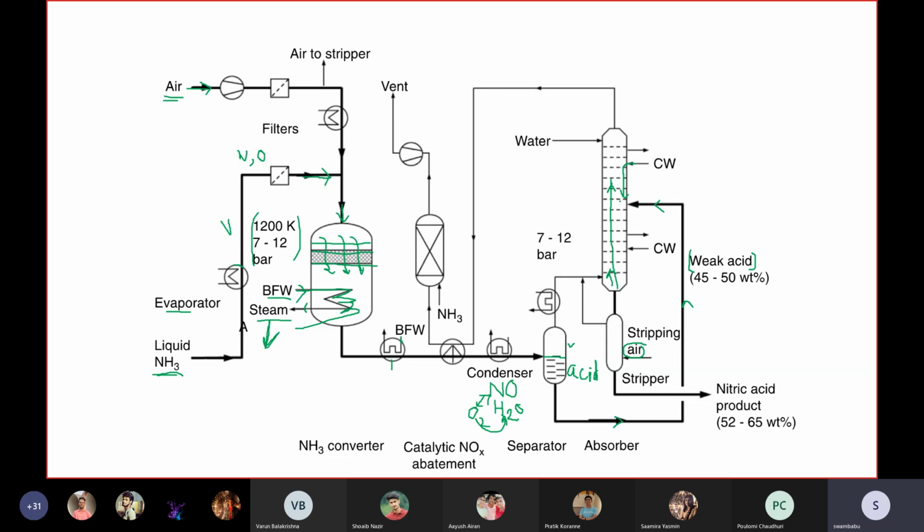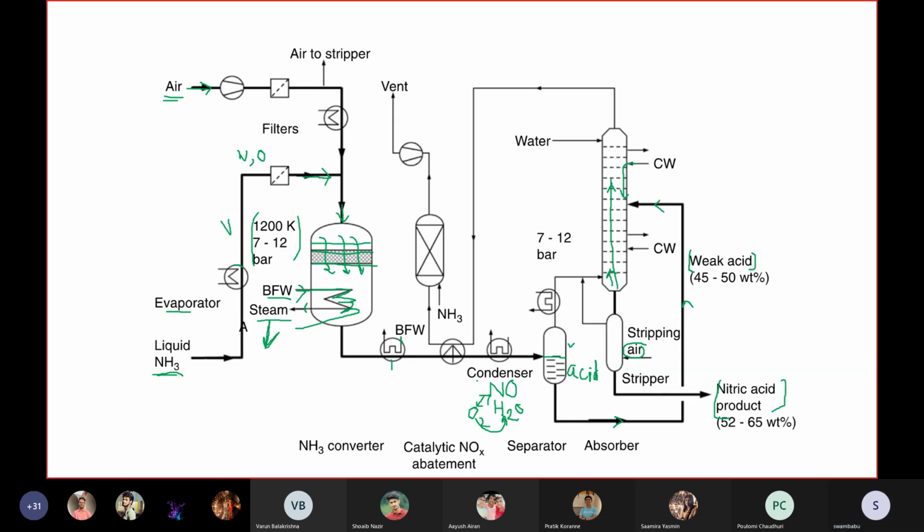The gases will be introduced into this absorption column, and air is introduced. Whatever remaining nitric oxide gases are there will be oxidized with the help of air here, and then the complete conversion to NO2 will happen. The NO2 reacts with water, which is coming down in this absorption column, and forms nitric acid. That way you will get the nitric acid.